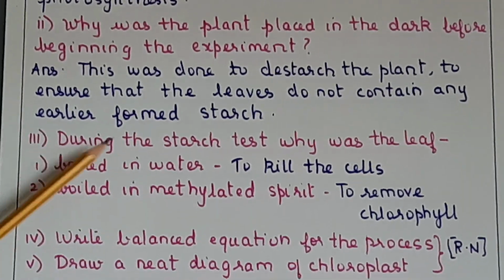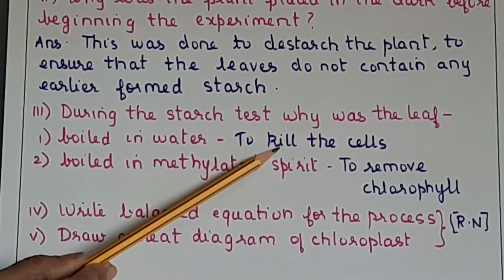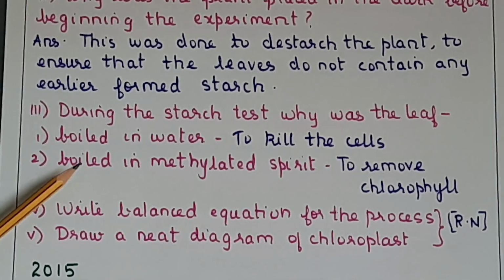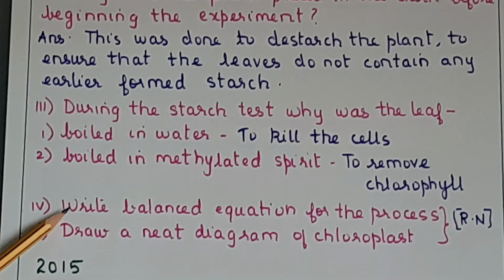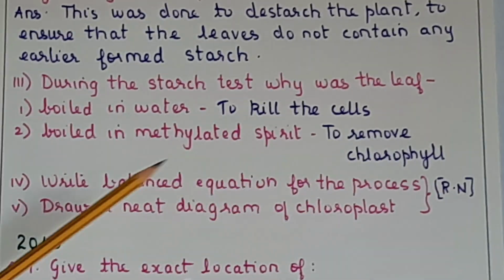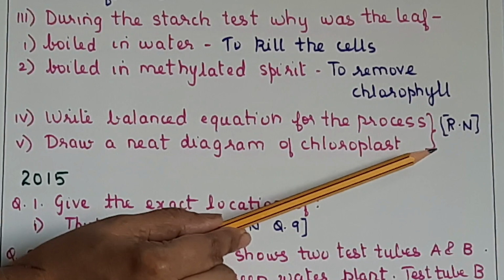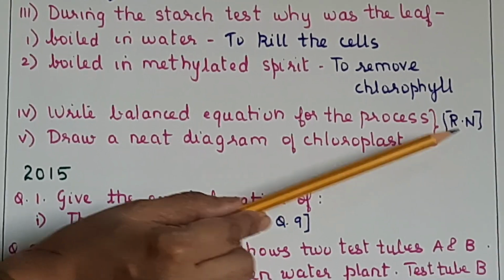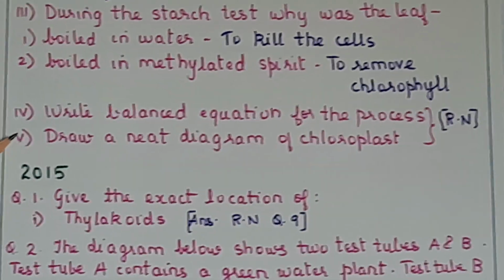Okay. Then during the starch test, why was the leaf first boiled in water? Answer is to kill the cells. Then boiled in methylated spirit to remove chlorophyll. Then write a balanced equation for the process and draw a neat labelled diagram of the chloroplast. Both we have already covered, so you can refer to the notes. And the diagram of chloroplast, please give it 5 stars, very very important.